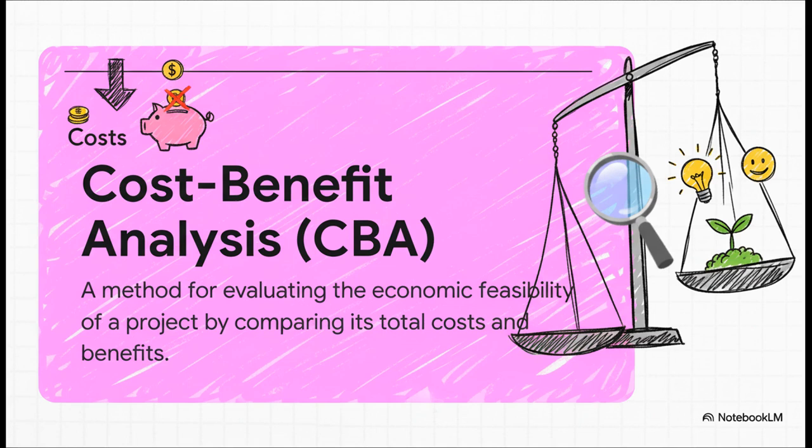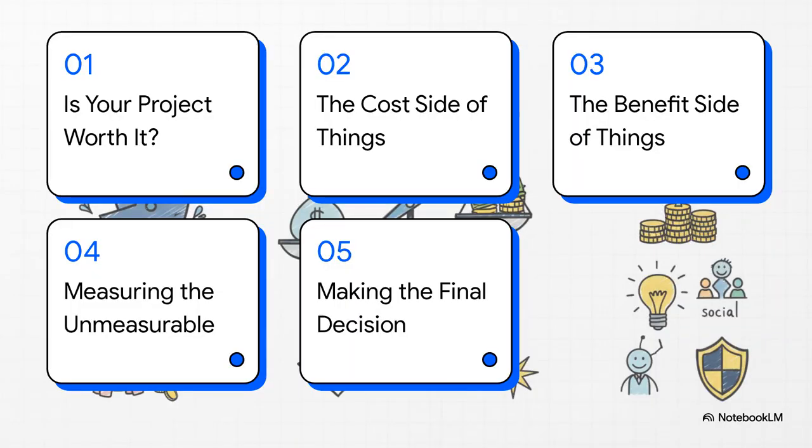It's basically a structured way to evaluate the economic feasibility of a project. You're just comparing its total costs to its total benefits. Sounds simple, right? But it's all about weighing the pros and cons to see if it's a go or a no-go.